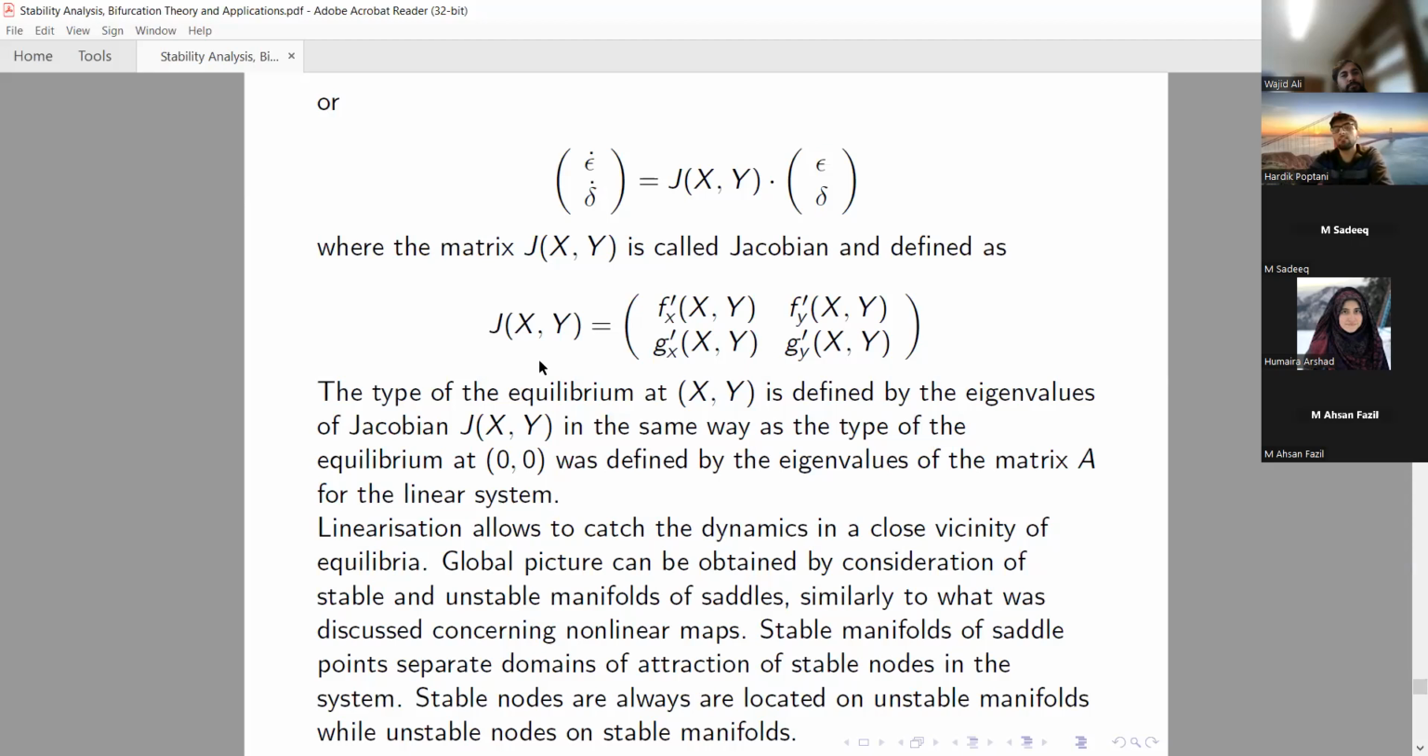So linearization allows us to catch the dynamics in a close vicinity of the equilibria. The global picture can be obtained by considering stable and unstable manifolds of saddles, similar to what we discussed for nonlinear maps. Stable manifolds of saddle points separate domains of attraction of stable nodes, as stable nodes are always located on unstable manifolds when unstable nodes have unstable manifolds.